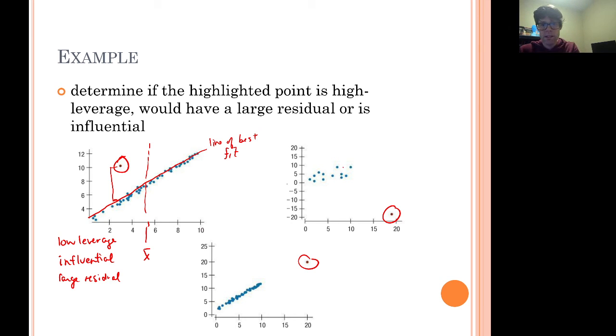Okay, let's take a look at the second one over here. So if I look at this data, I've got a line of best fit that maybe is going to cut through like this.